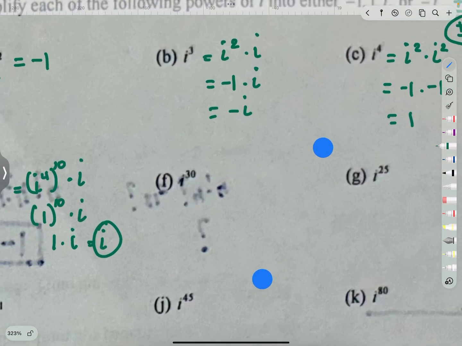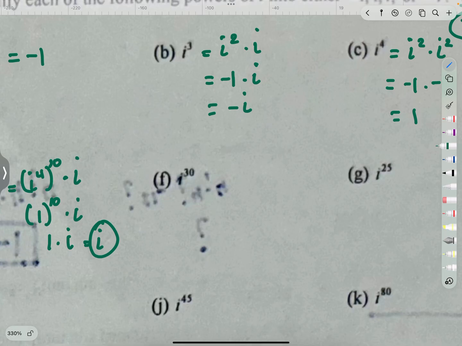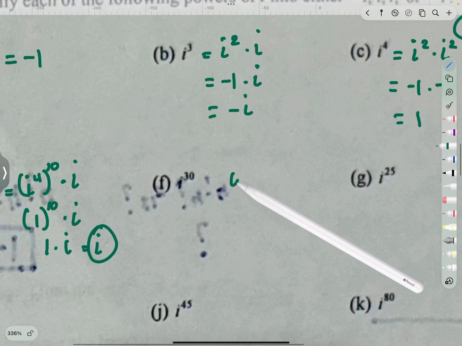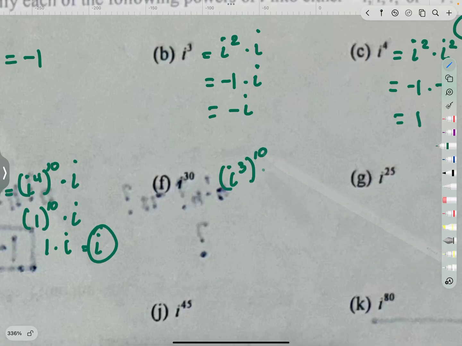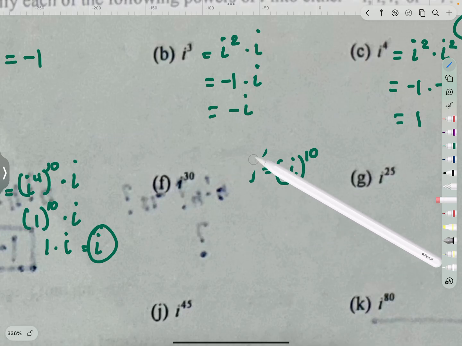Here's an i to the 30th. So I could divide by, I could do like i cubed to the 10th, but then I'd have to use this one and say, well, that's negative i raised to the 10th power. And then I got to figure out what that darn thing is. So that's not a very effective way to do it.